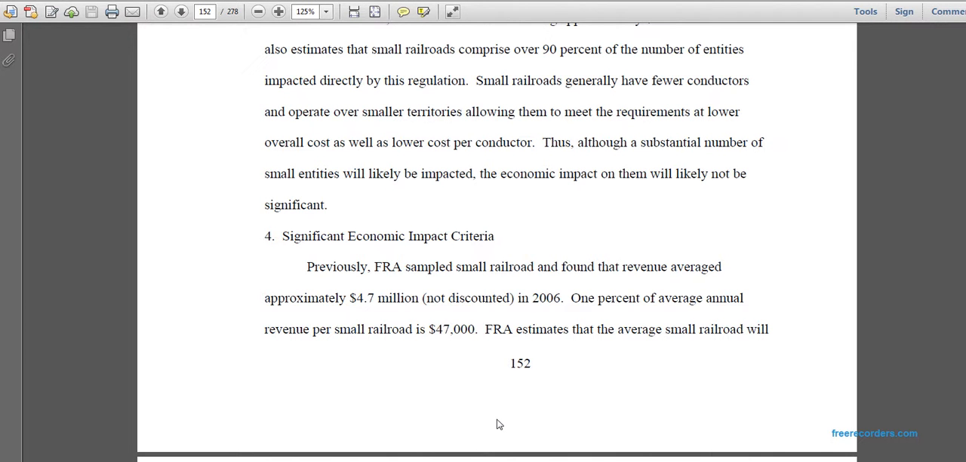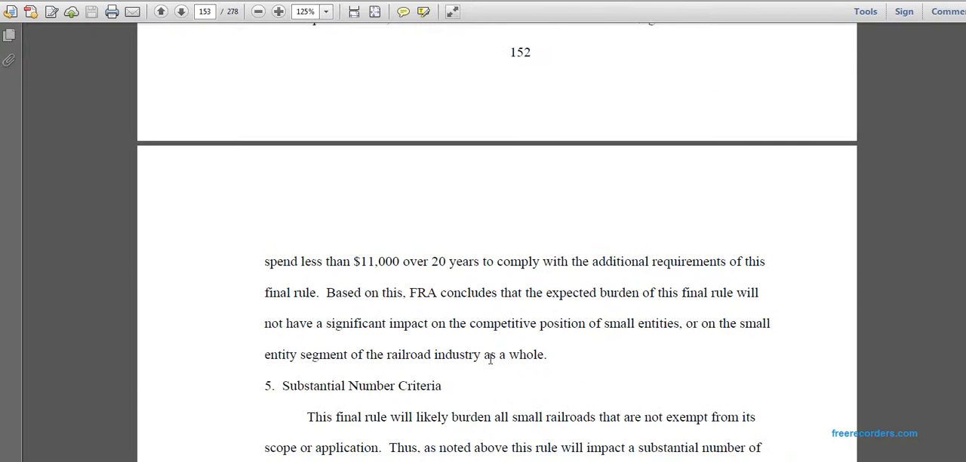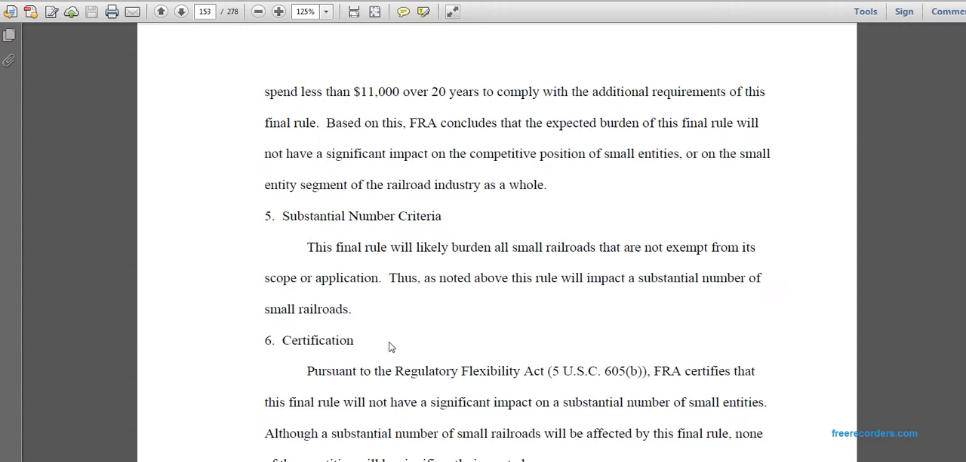4. Significant economic impact criteria. Previously, the FRA sampled small railroads and found that the revenue averaged approximately $4.7 million, not discounted, in 2006. And 1% of the average annual revenue per small railroad is $47,000. The FRA estimates the average small railroad will spend less than $11,000 over 20 years to comply with the additional requirements of the final rule. Based on this, the FRA concludes that the expected burden of the final rule will not have a significant impact on the competitive position of small entities or on the small entity segment of the railroad industry as a whole.